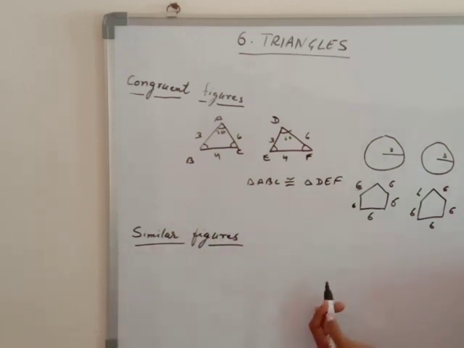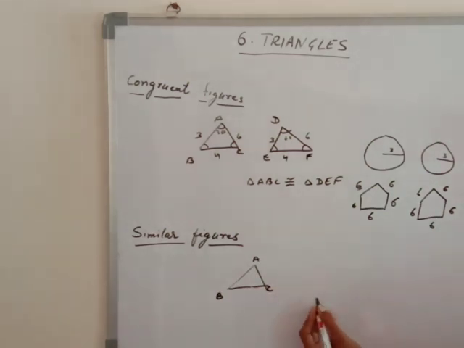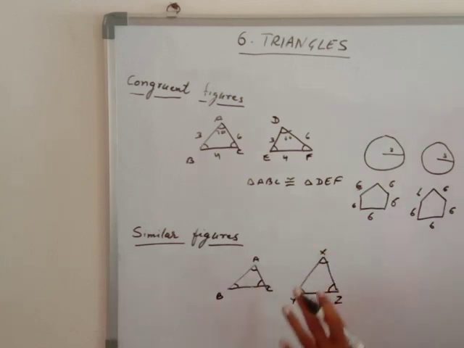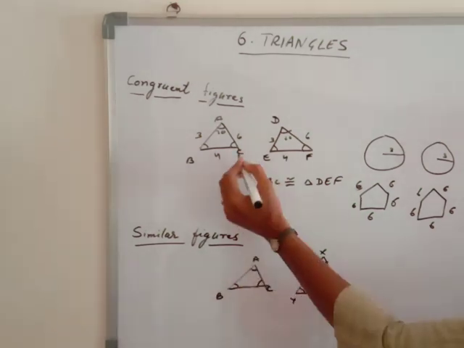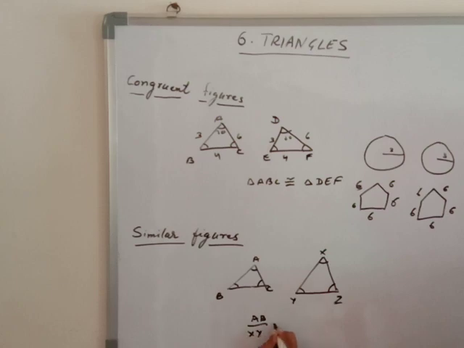What is the meaning of similar figures? Okay, I had taken a triangle ABC. And another triangle I had taken, that is XYZ. Now here, angle A is equal to angle X, angle B is equal to angle Y, angle C is equal to angle Z. That means corresponding angles are equal. But here, in congruency, corresponding sides must be equal. But here it's not necessary. But here, what is the condition? Corresponding sides must be in the same proportion.